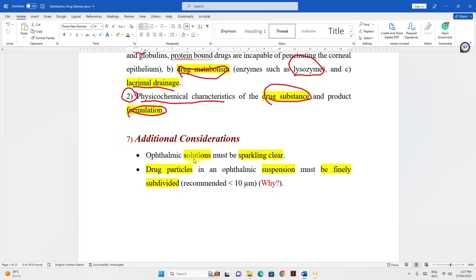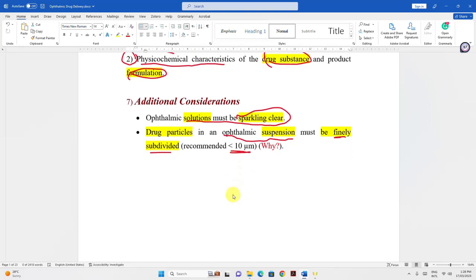What are additional things? Well, you need to consider that solutions must be sparkling clear. And that's why, if you remember, we said that when we use filtration to remove microorganisms, it's good because it can also remove other particles. What if I'm dealing with suspensions? If I'm dealing with suspension, then the suspended particles should be finely divided, and the recommendation is these particles should be less than 10 micrometer. Why not more? The reason is these particles will cause irritation to the eye. That's why they need to be very fine.